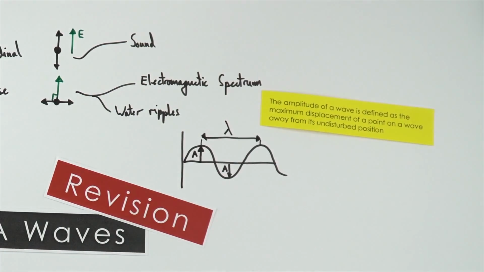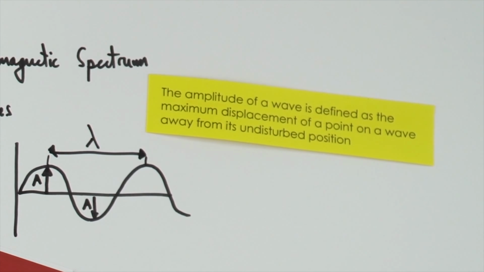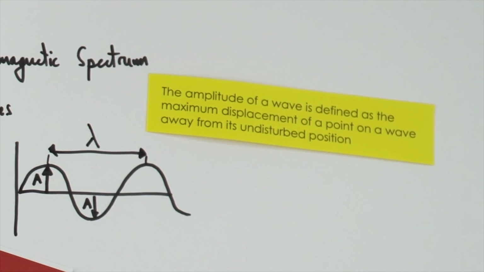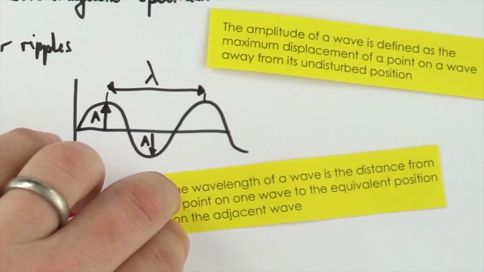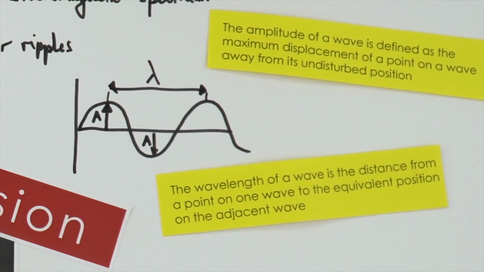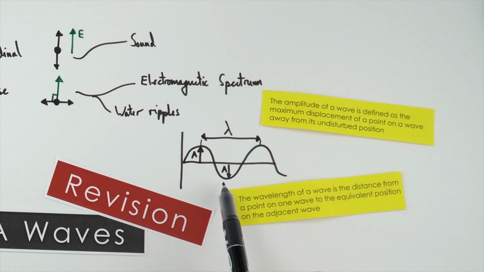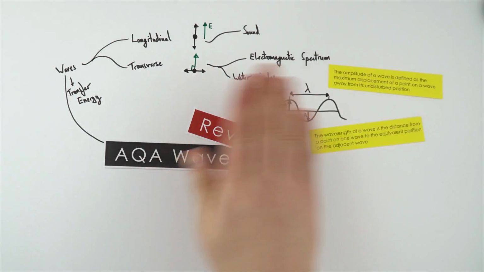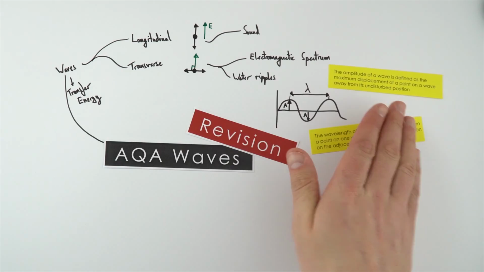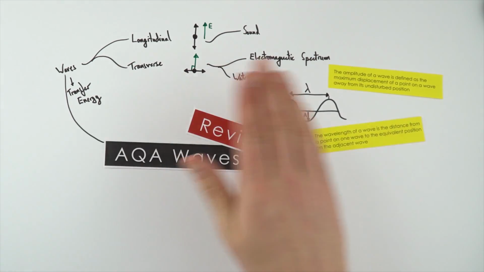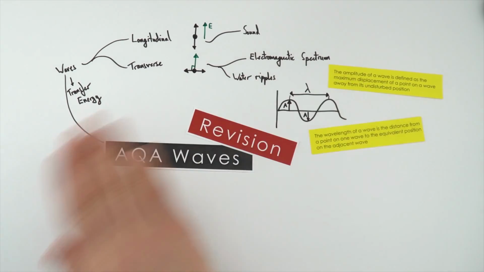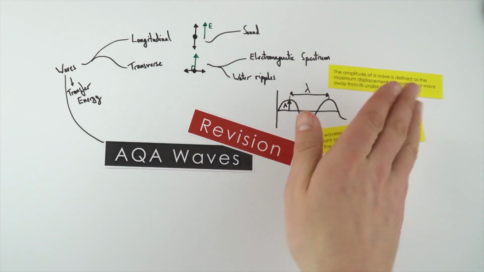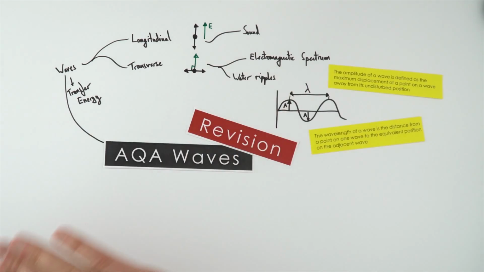So we define the amplitude of a wave as the maximum displacement of a point on the wave away from its undisturbed position, while the wavelength is the distance from a point on one wave to the equivalent point on the adjacent wave. So it could be peak to peak, trough to trough, or maybe this point to this point. Now, if we think about a wave, there's a link between how long it takes for each wave and the amount of waves per second. The amount of waves per second is the frequency. So we can see now that there's a quicker, higher frequency here, but each wave takes less time.